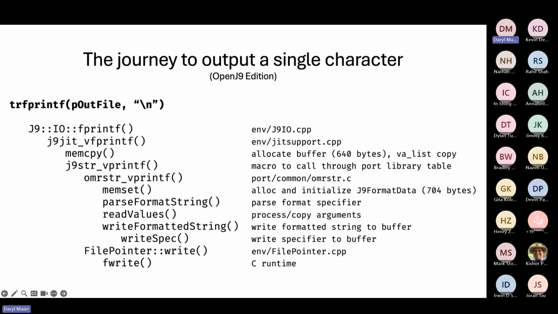If you haven't looked at this recently, I'll give you a quick tour down through what J9 does to print a single character to the log file. So you will see in many places we have trf printf to some output file, and you've got the new line character. And for that operation to occur involves many different function calls. It involves allocating data structures that are not even used. Sometimes they are, approaching a kilobyte in length.